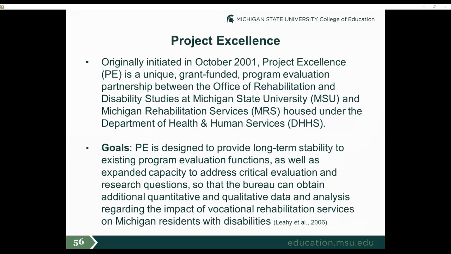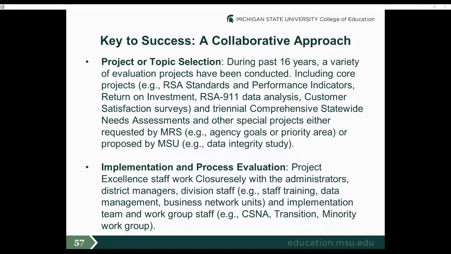The goal was very explicit, and it was Project Excellence was designed to provide long-term stability to the existing program evaluation functions of the agency, as well as expanded capacity to address critical evaluation research questions so that the Bureau can obtain additional qualitative and quantitative data and analysis regarding the impact of vocational rehabilitation services on Michigan residents with disabilities.